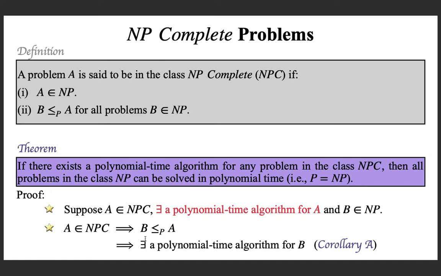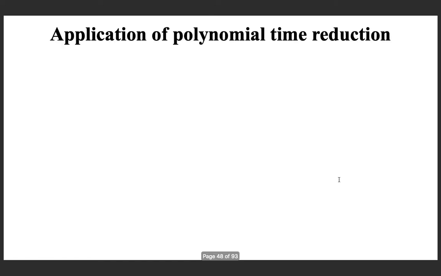So what is B? B is an arbitrary problem in the class NP. So we are proving that if an NP complete problem A has a deterministic polynomial time algorithm, then every class NP problem is going to get a polynomial time deterministic algorithm, and hence P is equal to NP. So these are NP complete problems.